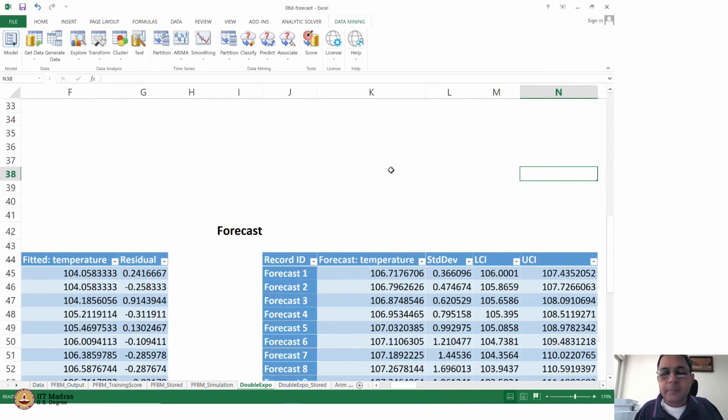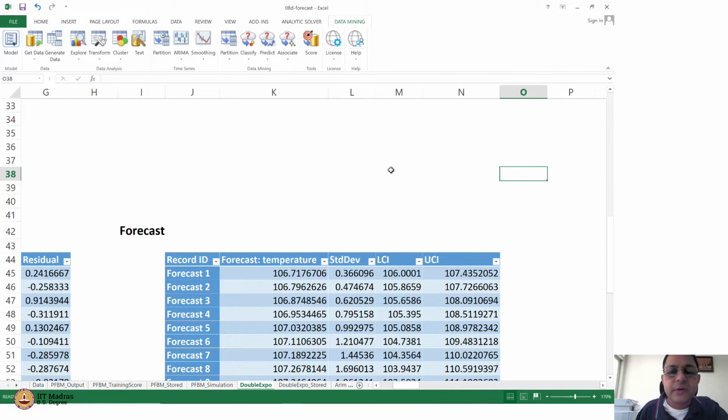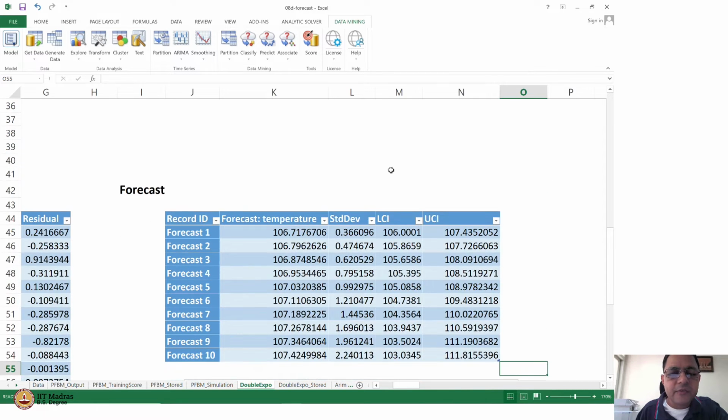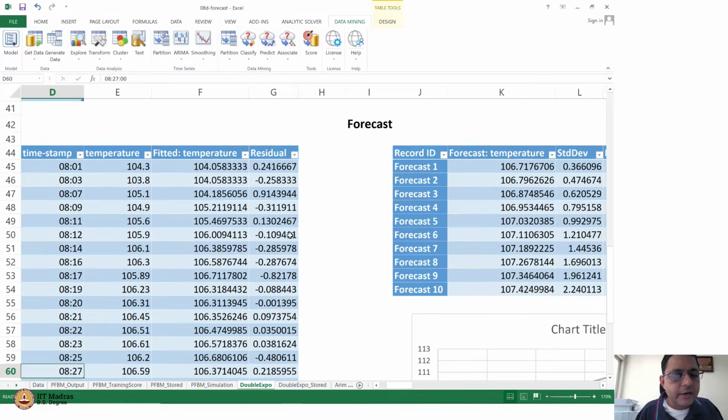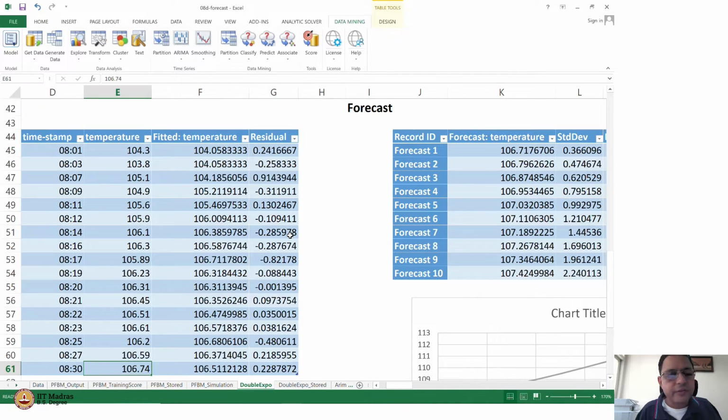So the Excel solver, or the analytic solver that we have, also prints the forecasted values for us, the next 10 forecasted values. 107.17, the last value here was something in the range of 106. 106.74. Apparently the next value is going to be 106.71, 106.796, 106.874, all the way to the 10th forecast being 107.42. All right, and these are all forecasts.